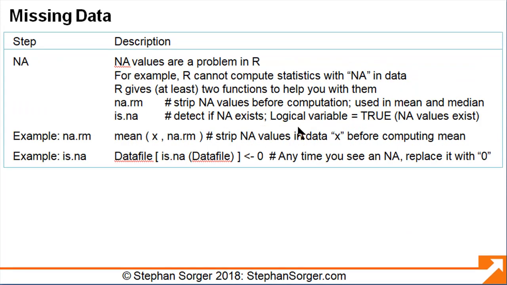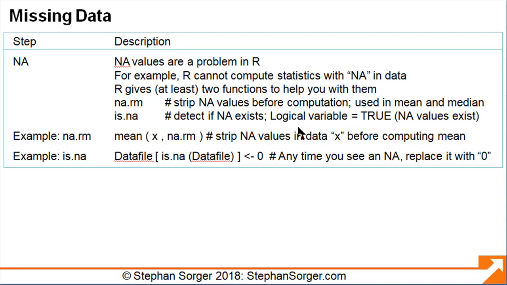R calls missing data NA, or not available. NA values are a problem in R. For example, we cannot compute statistics on data with an NA in it. Luckily, R gives us two useful functions to address NA values. The first is na.rm, which strips NA values before computations. The second is the is.na logical function, which flags as true if R detects an NA value.